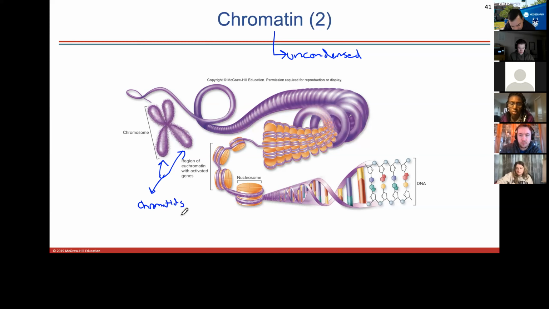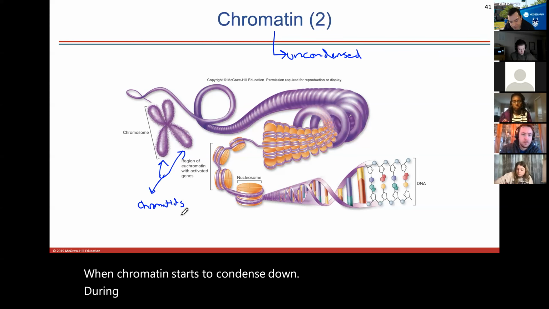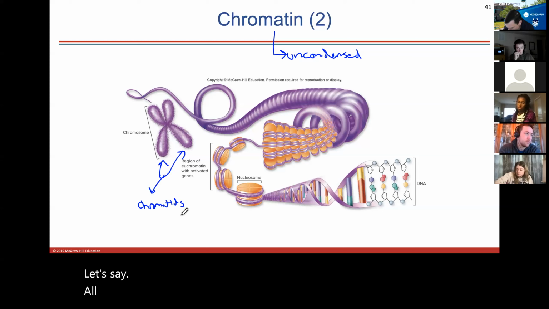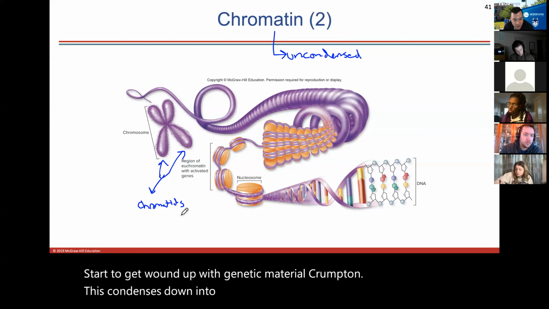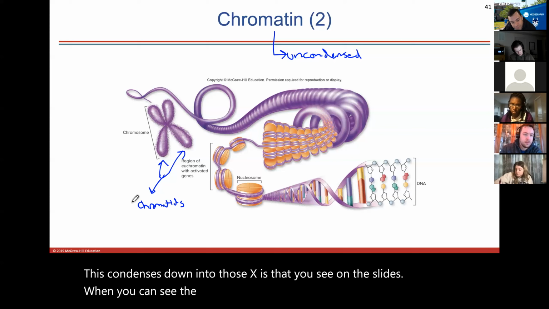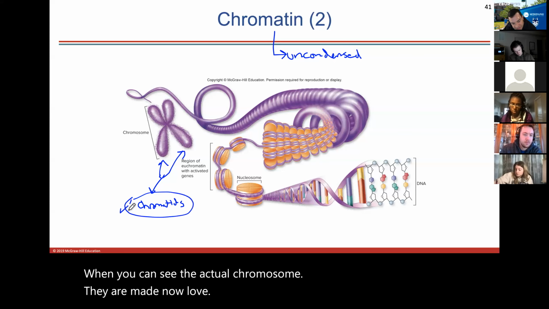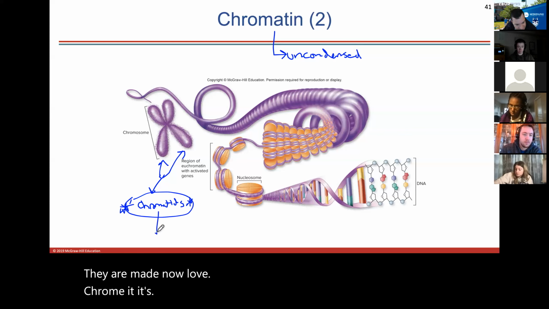When chromatin starts to condense down during mitosis, let's say, all of those histones start to get wound up with genetic material, chromatin. This condenses down into those X's that you see on the slides. When you can see the actual chromosome, they are now made of chromatids. This is condensed genetic material.